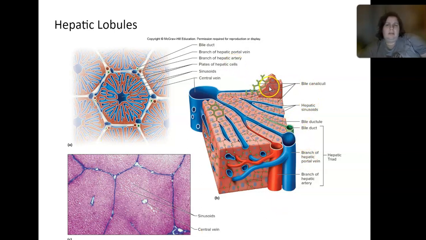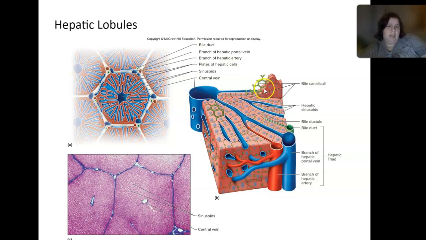So here is a breakdown of the different levels. This is the superior picture, like a little chunk taken out. It's still kind of hard to see. The little green dots around are your bile ducts. They look like this. The branch of your hepatic portal vein is right here, and here is your hepatic artery. Then you have little things called bile ductules, which are right next to it.